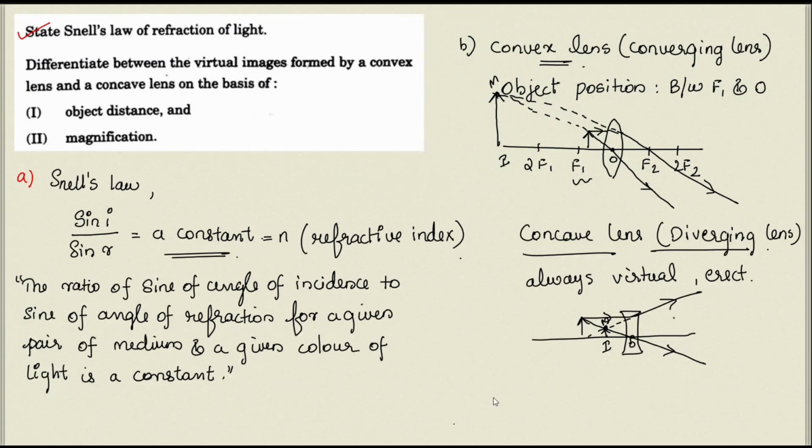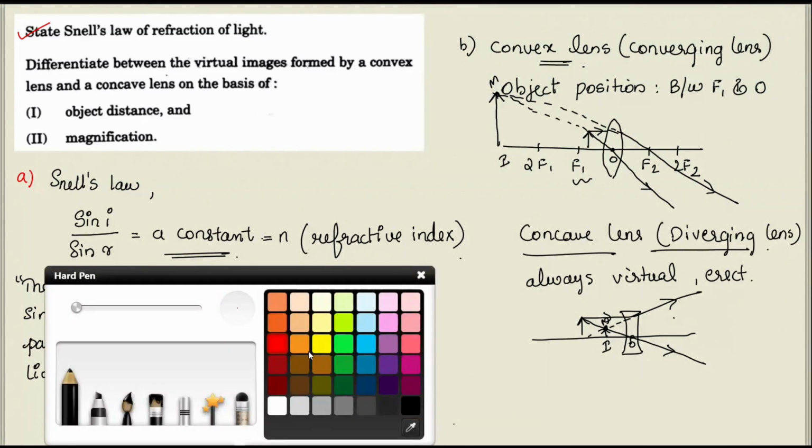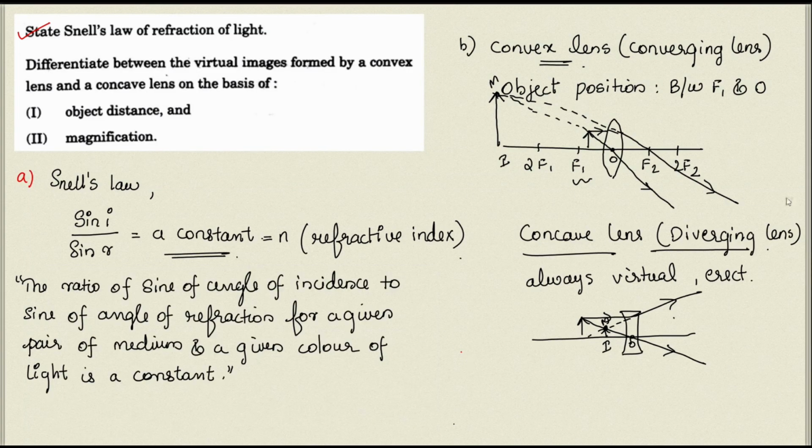Now in case of magnification, we know that the concave lens always gives a diminished image. So when we consider the magnification of the concave lens, m will always be less than 1, and positive.